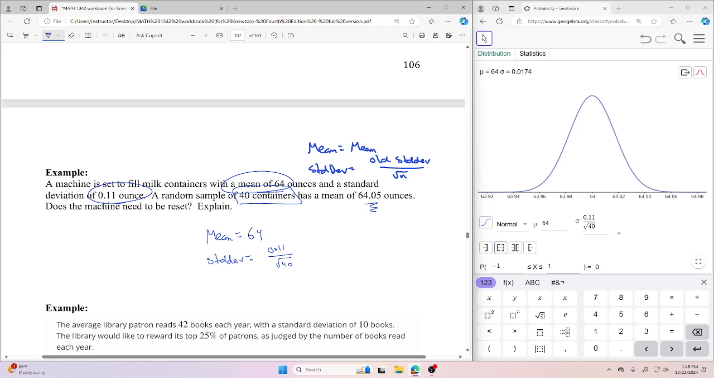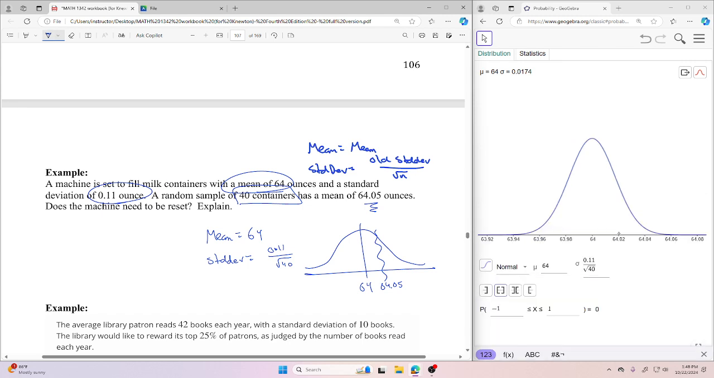Now they're saying the mean is at 64.05. Is it too much, essentially? And so let me just draw a quick little thing here. We got 64, and so right here is going to be that 64.05. At least that's what I'm imagining. It's only right there, just a little bit, right? Not too much. But let's go and actually look at where it really is.